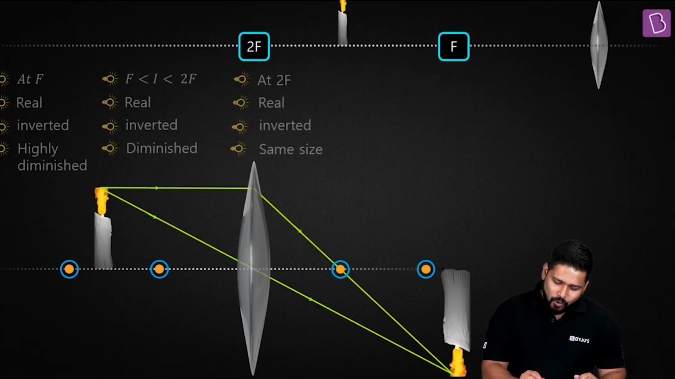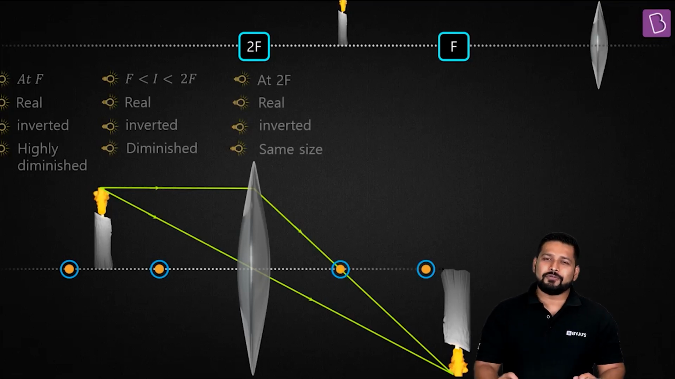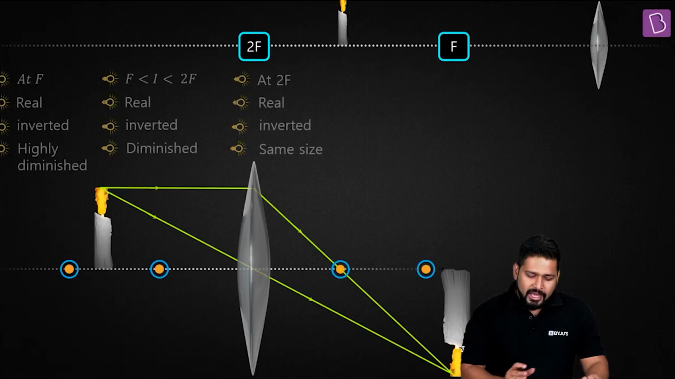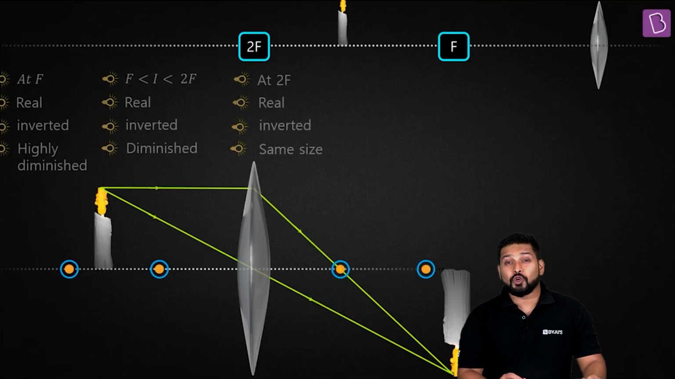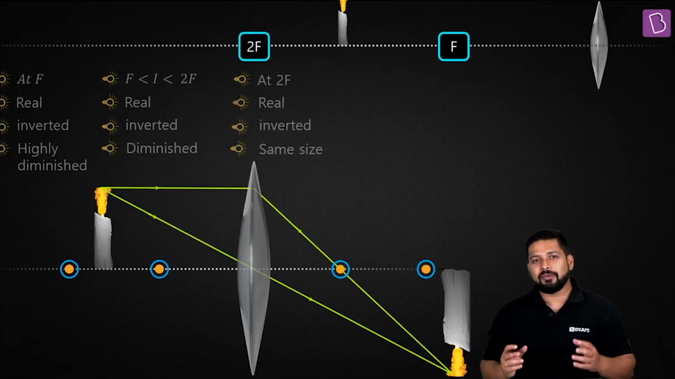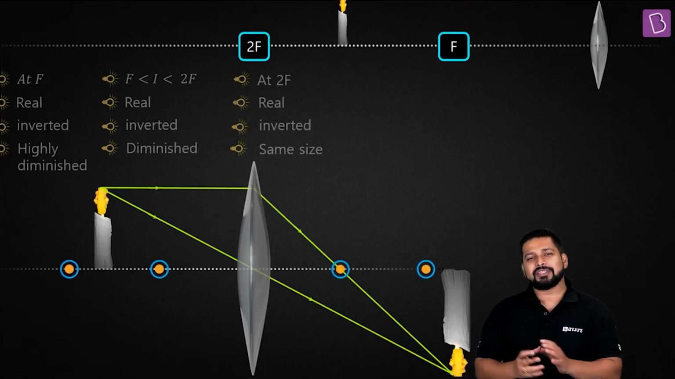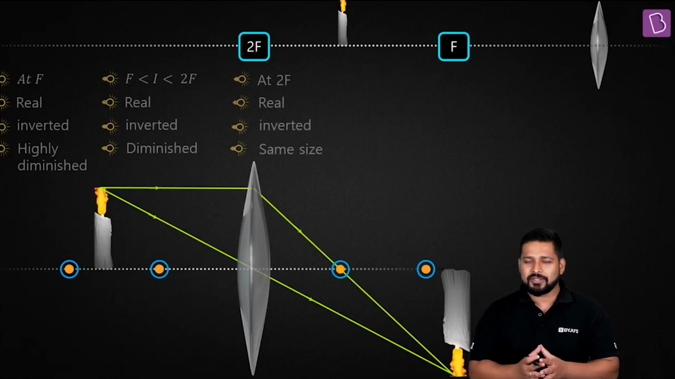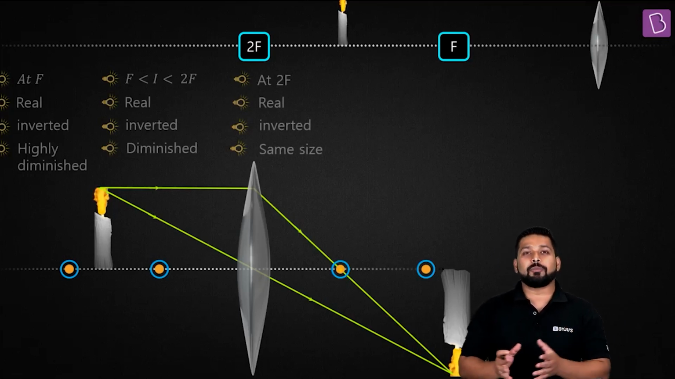So when the image was formed at the focus, it was highly diminished or point size. Then between f and 2f, the size was slightly more, it was diminished, not point size, but diminished. As we move ahead, we came to 2f, and we saw that the height of the image was exactly the same. The size of the image was exactly the same, and it was also formed at 2f.